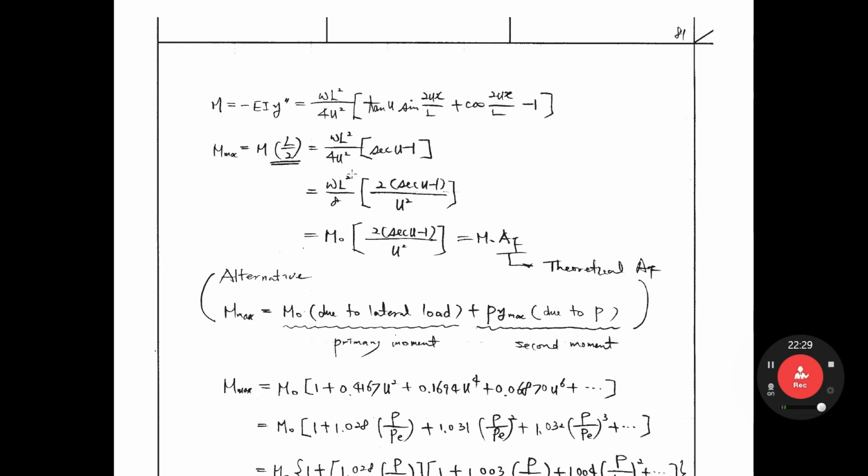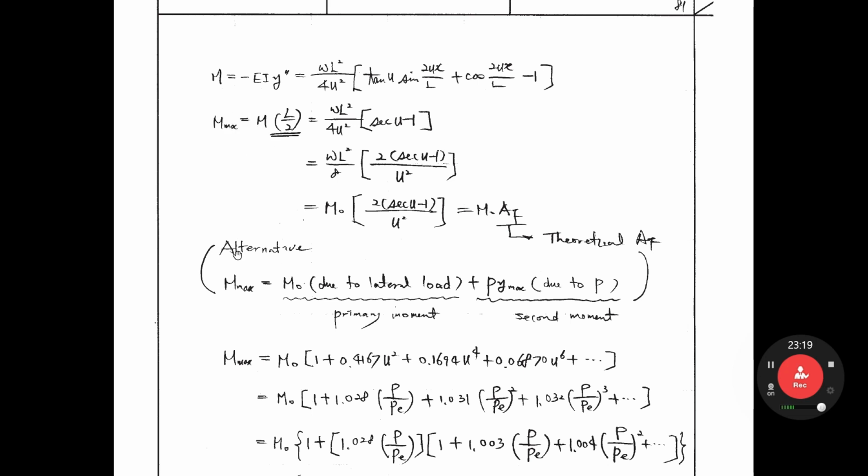If you use the relationship of u, and rewrite this equation like that, then omega L squared over 8, what is this? First order moment of a simply supported beam subjected to distributed loading, right? Now, first order moment, then this term must be the amplification factor, okay? This is a theoretical amplification factor. In order to get this maximum moment, another way is this one. Maximum moment is first order moment plus the moment due to P, P times y maximum. So it is an alternative. That is the primary moment, this one, plus P times the maximum deflection at mid-length.